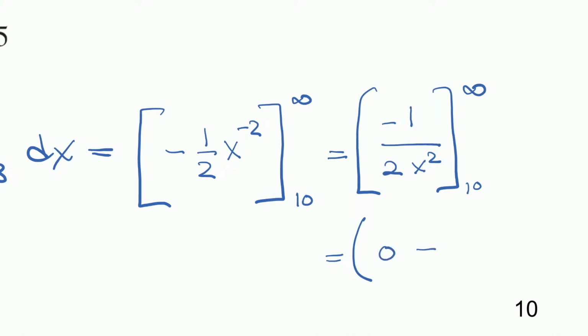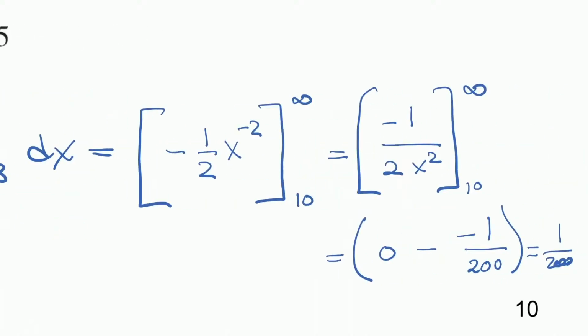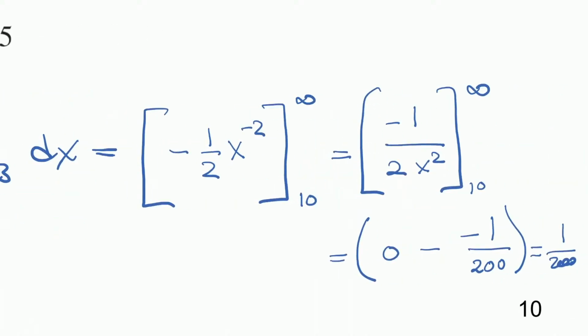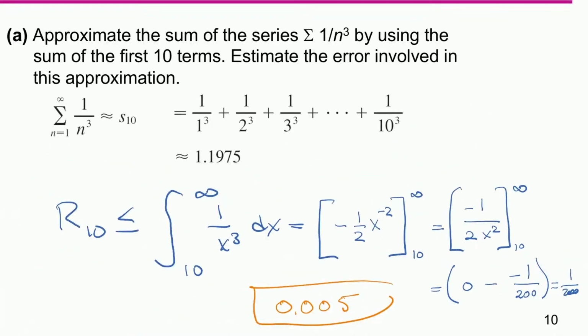The lower limit will be negative 1 over 200, which is 1 over 200, which is 0.005. I've run out of room, so I'll put it over here in a different color. That'll make me feel better. 0.005. That's how big my error is if I just add up the first 10 terms. It's as bad as it gets.